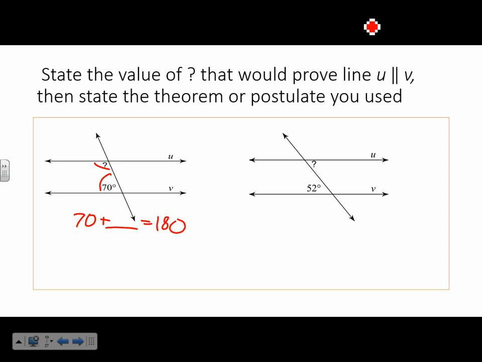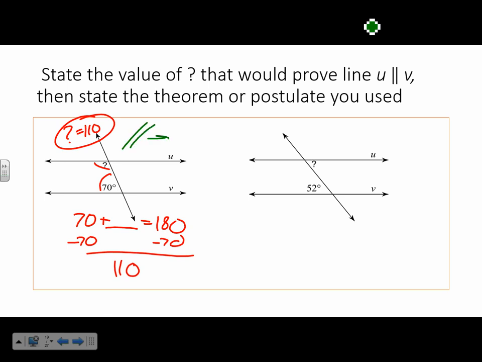So you can either solve this or you probably can tell just by looking at it, that angle has to be 110. So that angle question mark is 110. But how do we know that? Well, that is parallel lines if and only if same side interior angles are congruent. Or sorry, supplementary, not congruent. Hopefully you were yelling at me through your computer screen that it's not. They add up to be 180.